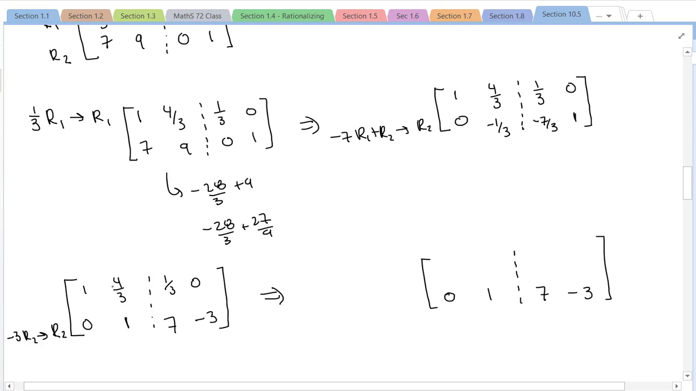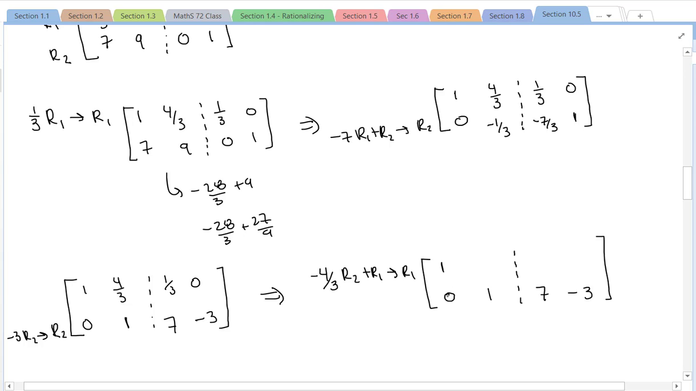Well, I have a 1, so I just need the opposite of 4/3. So we're going to do -4/3 times row 2 plus row 1 will be the new row 1. I'm multiplying row 2 by -4/3 and then adding it to the row above. So 0 times -4/3 is still 0, with the 1.